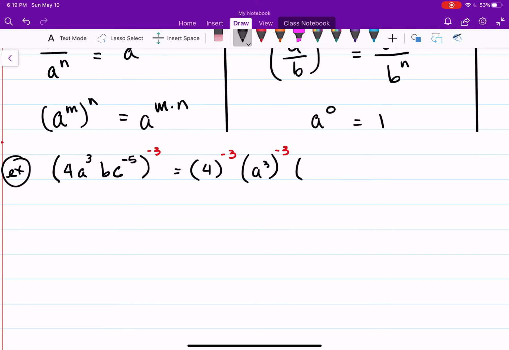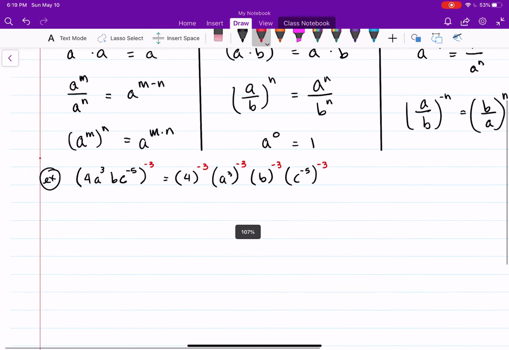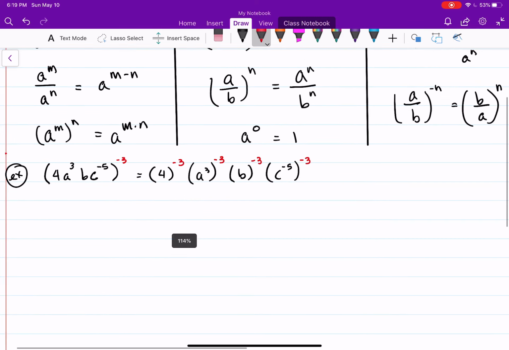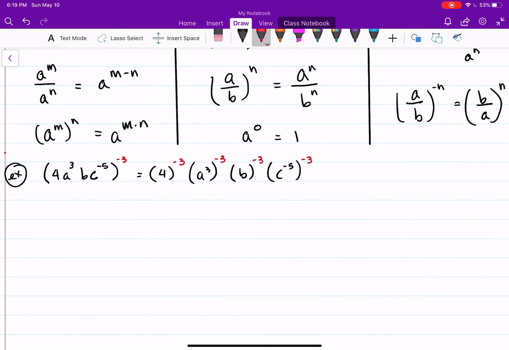All right? So then this b raised to the negative 3, and then c to the negative fifth raised to the negative 3. All right? So notice that every single thing is raised to the negative third power. Okay, so with that being said, so what do I get?